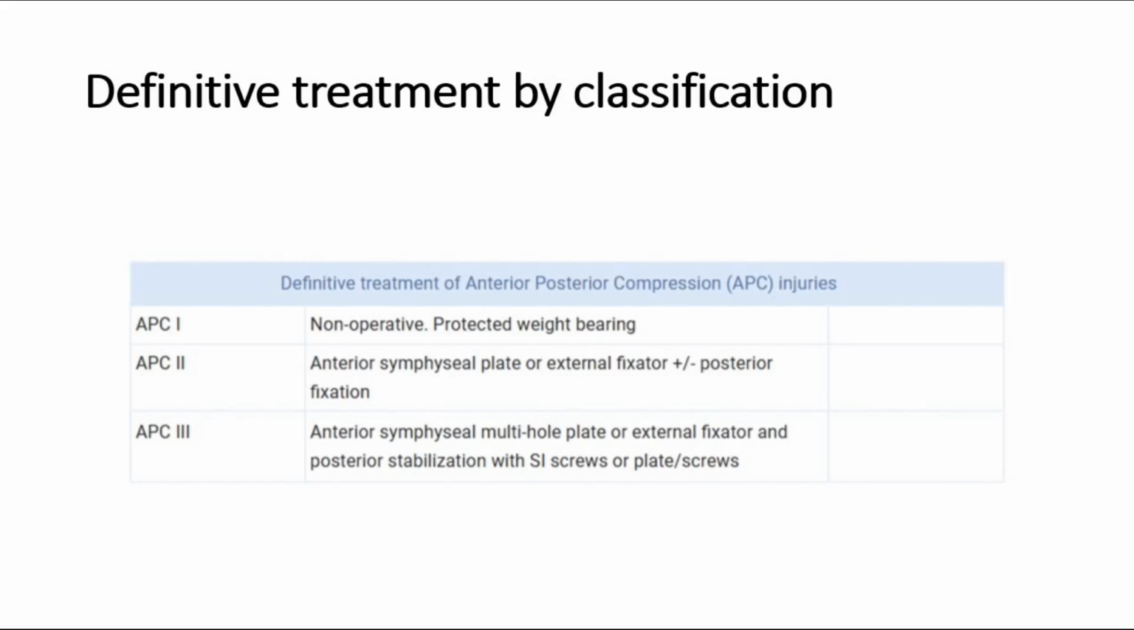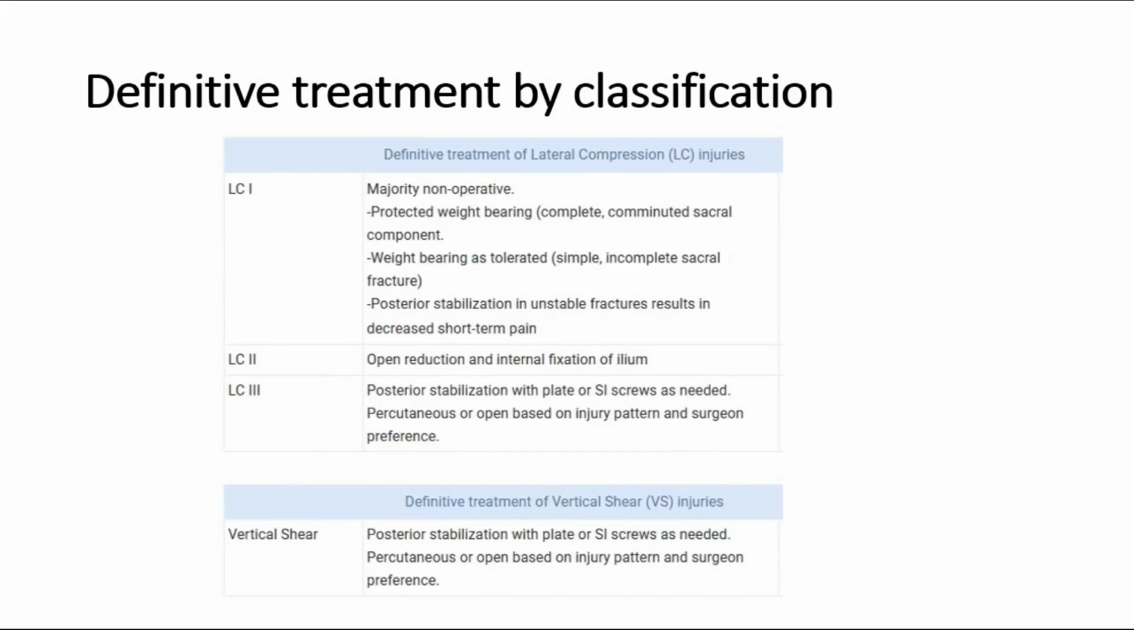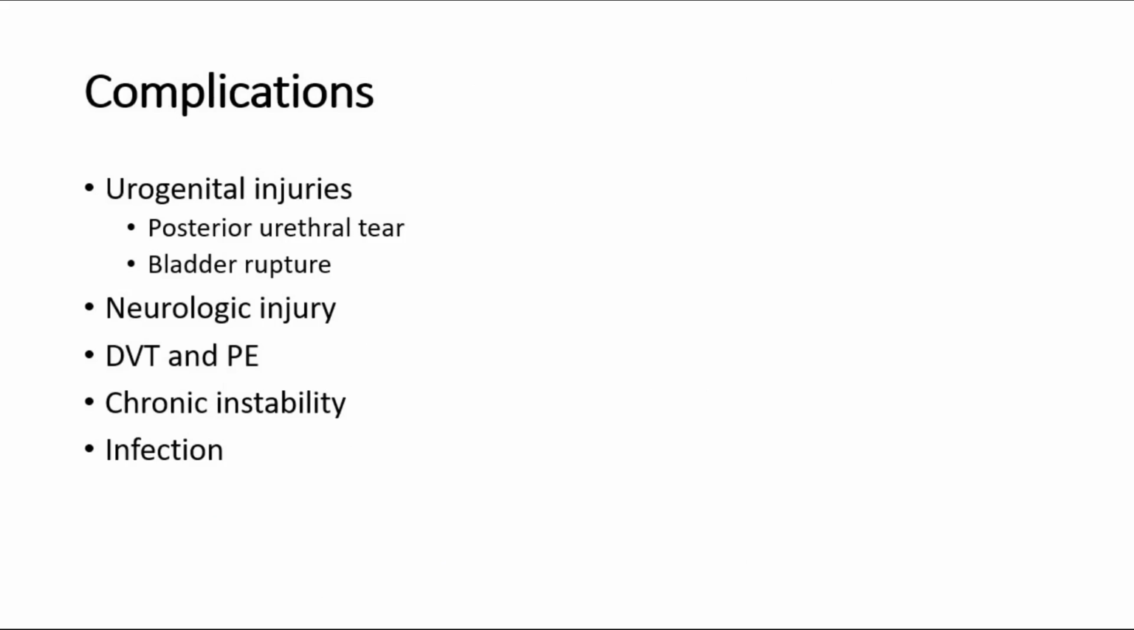For LC1, majority of cases are non-operative. Whereas for LC2 and 3, operative treatment includes ORIF, or posterior stabilization. For the complications, urogenital injuries like posterior urethral tear or bladder rupture, neurologic injury, DVT and PE, chronic instability, and infection.